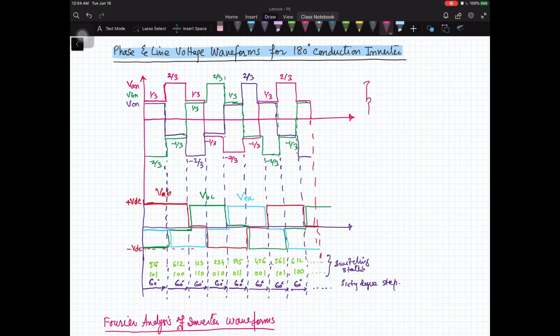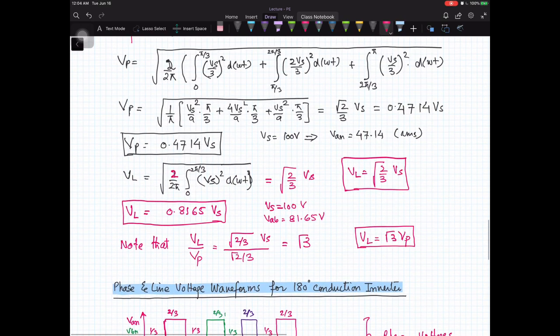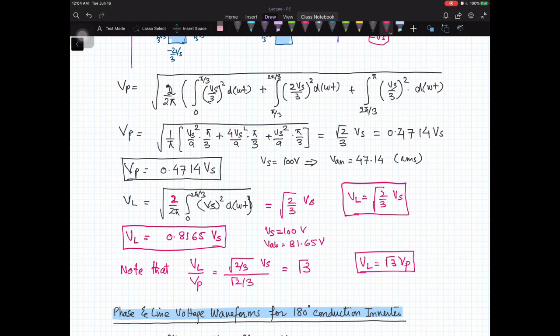These are the phase voltages, and you can see these are 120 degrees displaced with respect to each other, and these are the line voltages. Line voltages are quasi-square waveforms. They have the positive level, negative level, and the zero voltage level. However, if you look at the phase voltages, they have the levels of 1/3 VDC, 2/3 VDC, -1/3 VDC, and -2/3 VDC. We also calculated the RMS value of the phase and the line voltage in the last lecture.